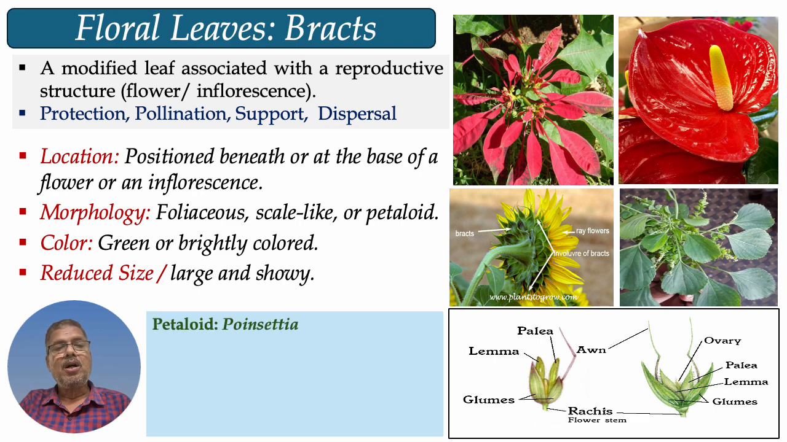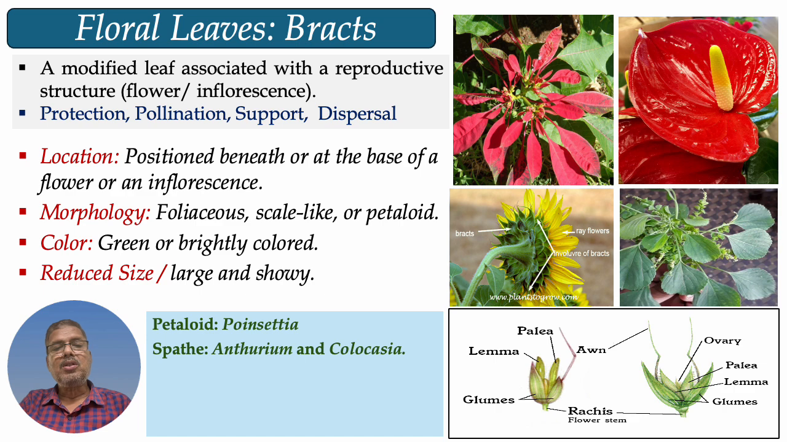The examples are the petaloid bracts found in Poinsettia pulcherrima. The red, pink, or white structures are actually the modified bracts. The actual flowers are small. The cyathia are located in the center. In Bougainvillea, the showy, papery, brightly colored structures are bracts that surround the small, white, tubular true flowers.